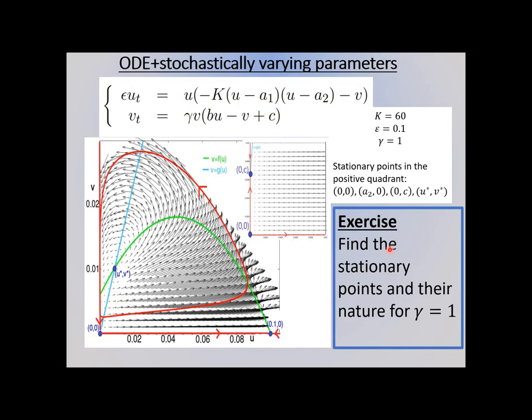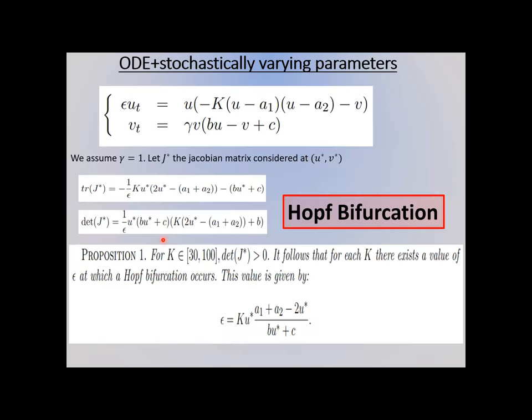All right, when you do that, you can see that you have saddles, a lot of saddles, and this one depends, it might be a sink or a source. And in fact, you can show that you have an explicit formula for a Hopf bifurcation. And so for fixed gamma one, you have an explicit function of epsilon and k, which gives you the line of the Hopf bifurcation.